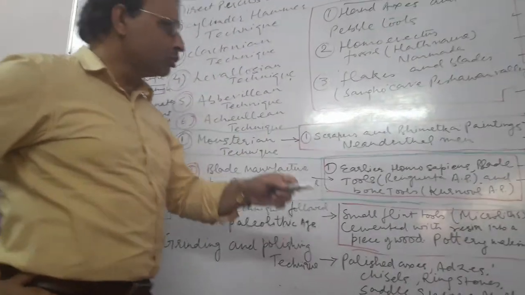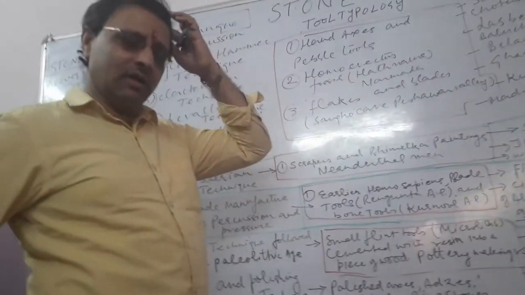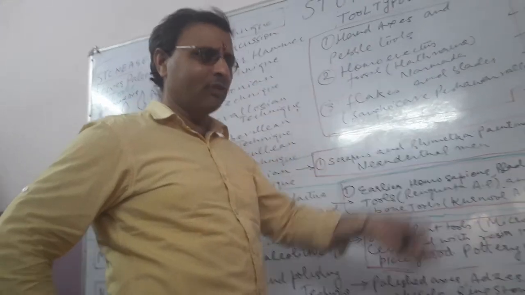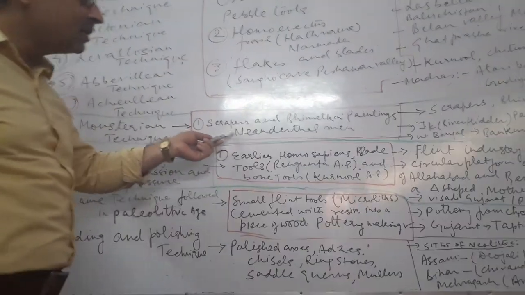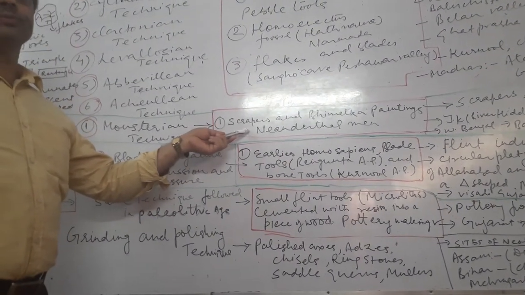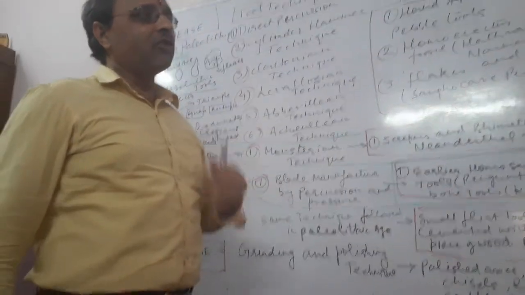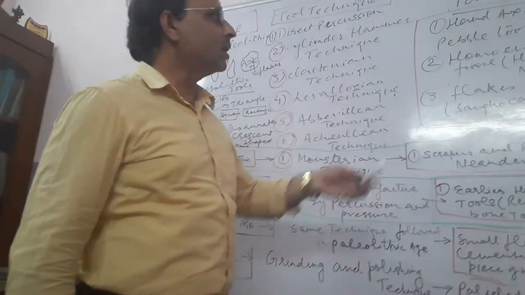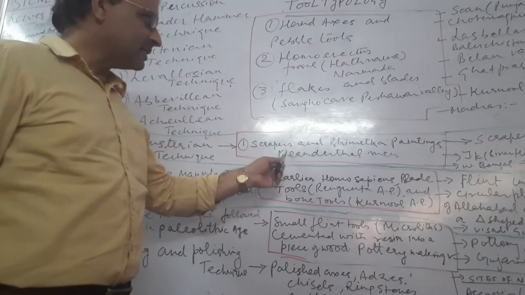And the tool typology was the scrapers, and Bhimbetka paintings. Bhimbetka paintings are in MP, around 40 kilometers from Bhopal. And there is the emergence of the Neanderthal man also. Neanderthal man was a development, an improvement over the Homo erectus phase. So here we discovered the Neanderthal man and scrapers.